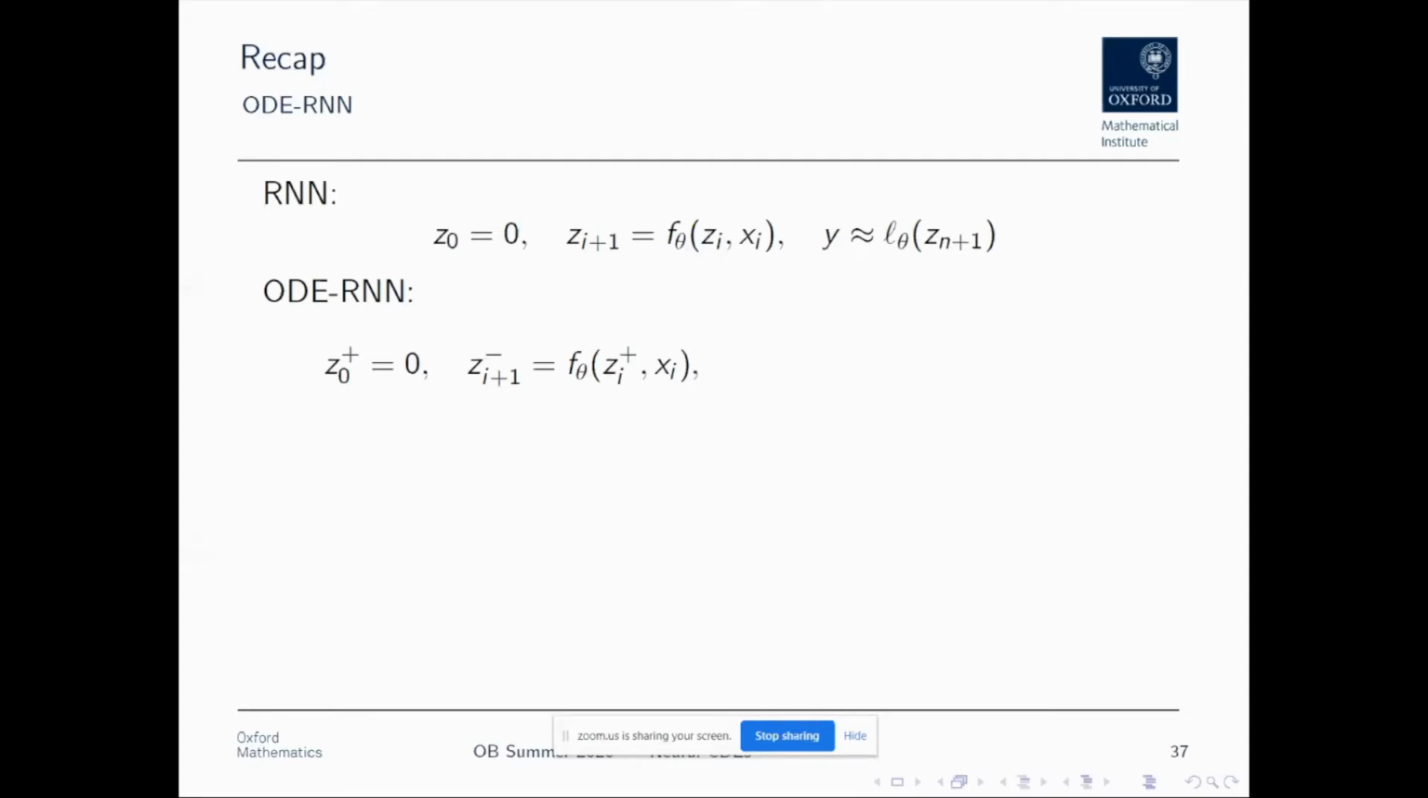But now, in between these updates, I'm going to update my hidden state again according to a neural ordinary differential equation. So as a result, we're interleaving these recurrent and neural differential equation steps. And then once again, as before, we have some readout at the end.